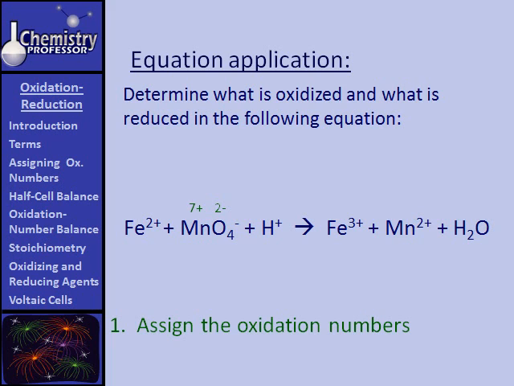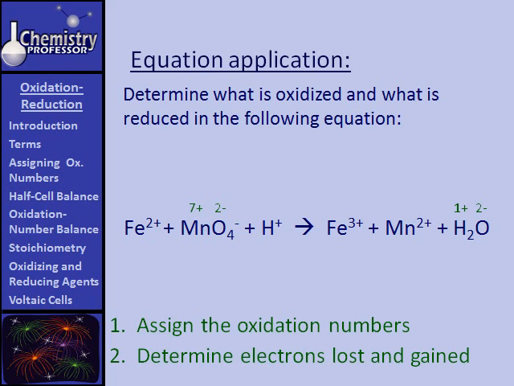Oh, we have to do water. How do you do it? Oxygen's negative 2. So the hydrogen has to be a total of +2. There are 2 of them, so each one is a +1. So now we have oxidation numbers assigned to everything.